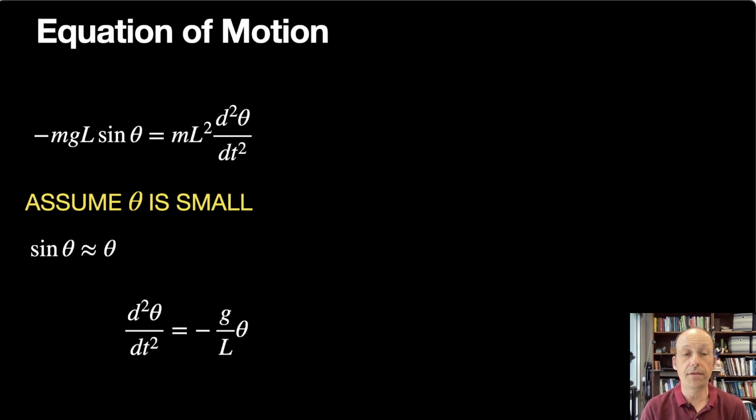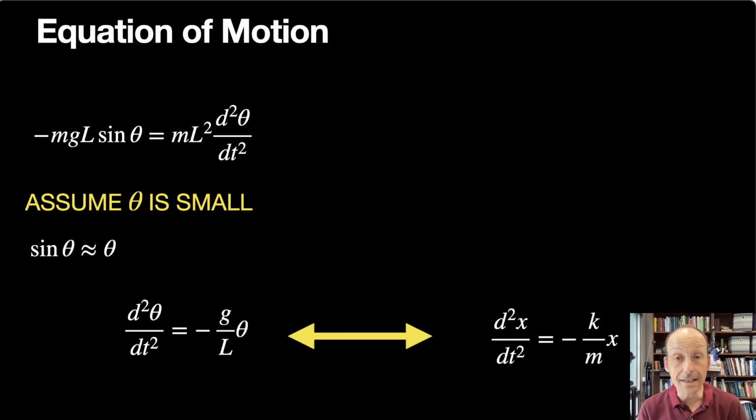second derivative of the angular position with respect to time: negative g over L times theta. Okay. And again, almost all introductory textbooks do this. They say, look at that. That looks like this. This is the equation for a mass on a spring.